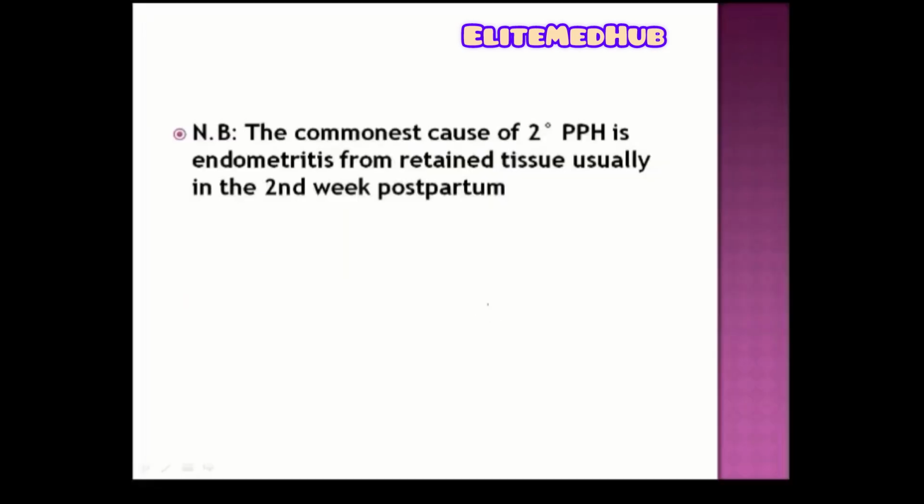Note that the commonest cause of secondary postpartum hemorrhage is endometritis from retained tissue, usually in the second week postpartum. Endometritis is inflammation of the endometrial lining. It's usually as a result of infection due to the presence of retained placenta tissue or other causes.